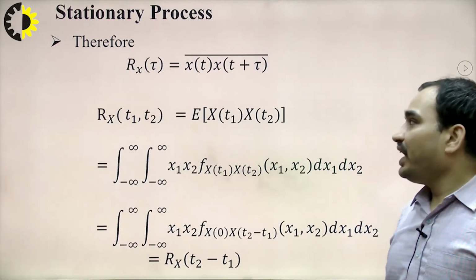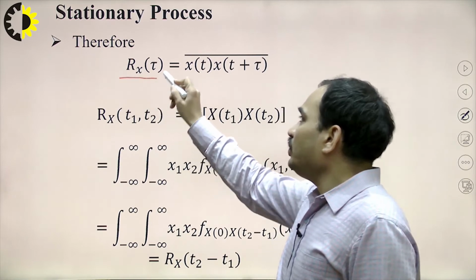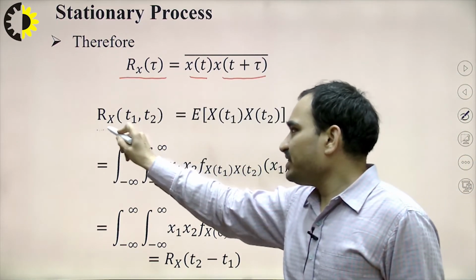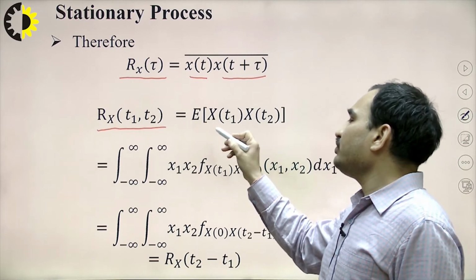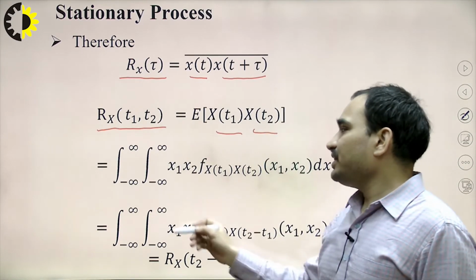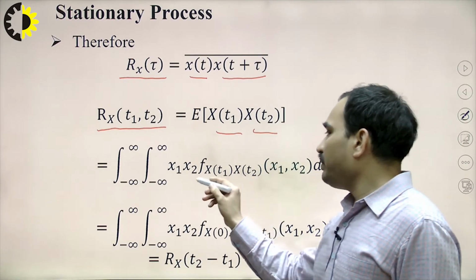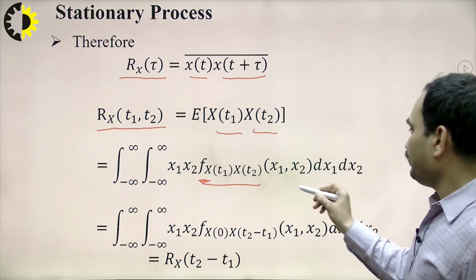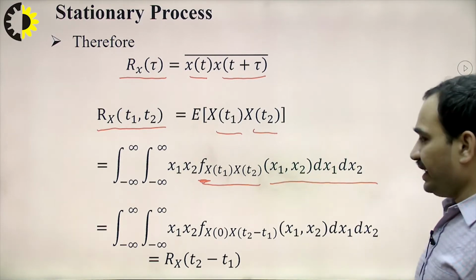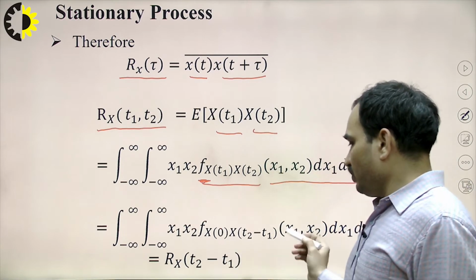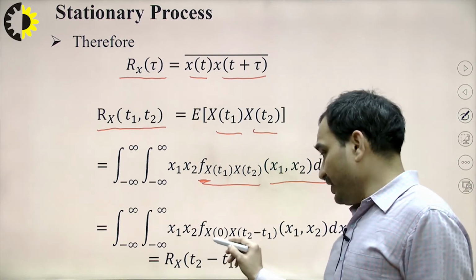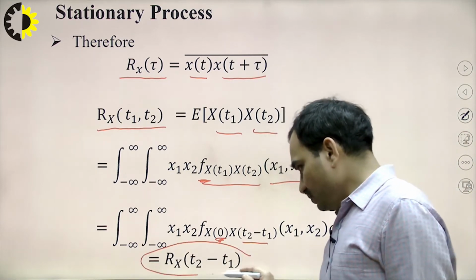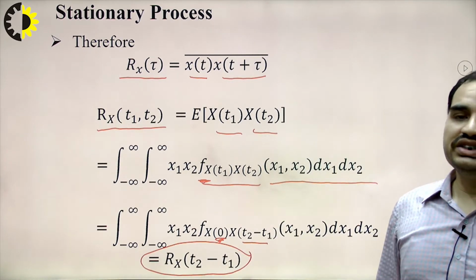So therefore we have the autocorrelation function, we can write it as x(t) x(t plus tau). For two time instants the autocorrelation function, we have the expectation of x(t1) x(t plus tau). We can write it as a double integral of x1 x2 into the probability density function f of x(t1) x(t2), x1 x2, dx1 dx2. So due to the shifting of the origin, we are writing it as 0, and this is t2 minus t1. So this is nothing but the autocorrelation function of t2 minus t1.